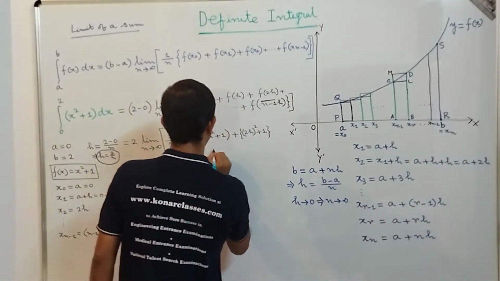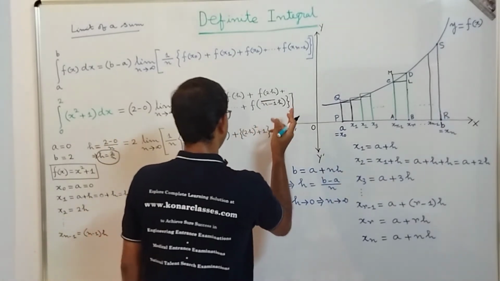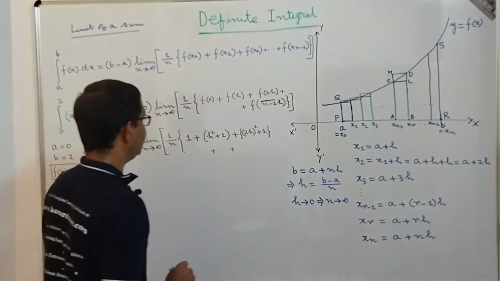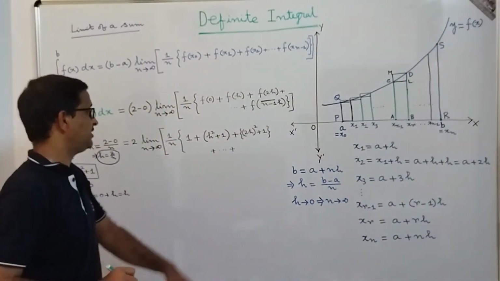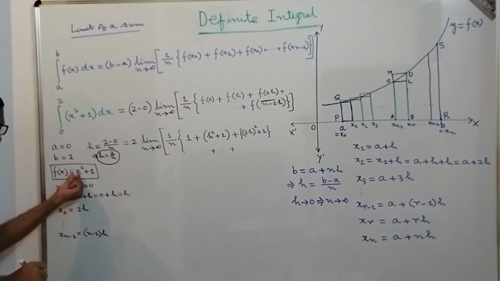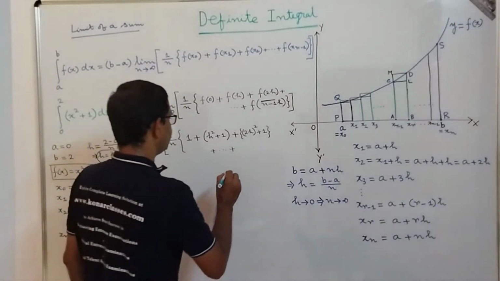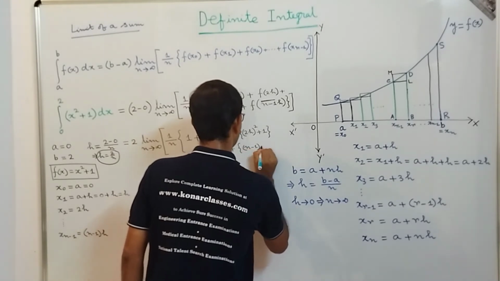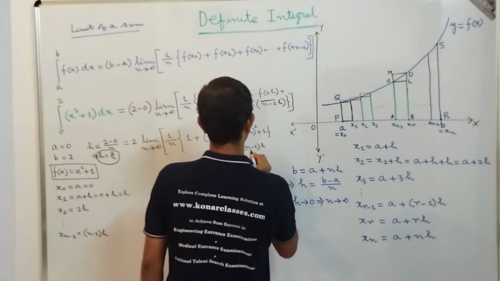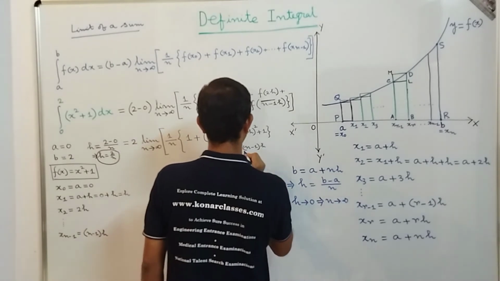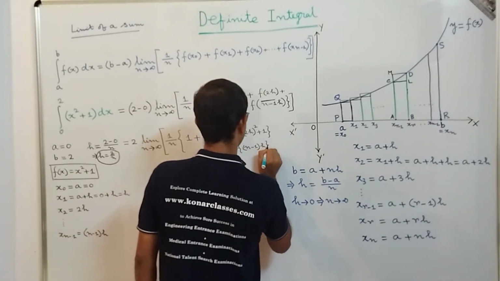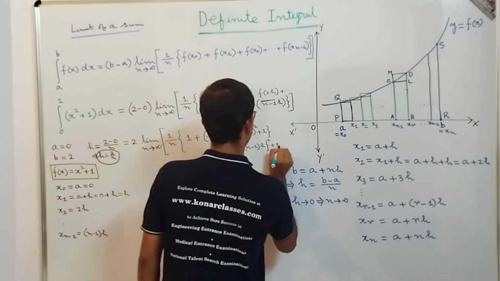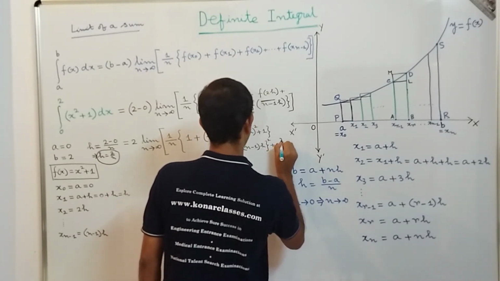Then it will be f of 3h. In the same manner it will continue, and then we will finally get f of (n minus 1) into h, that means ((n minus 1) into h) whole square plus 1. That means what we get here, dear students, is (n minus 1) into h, that complete whole square, plus 1, okay. So that is the value of this limit.